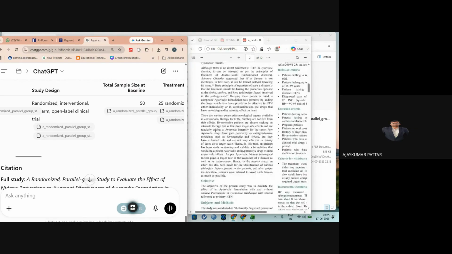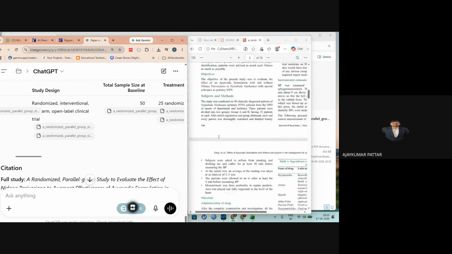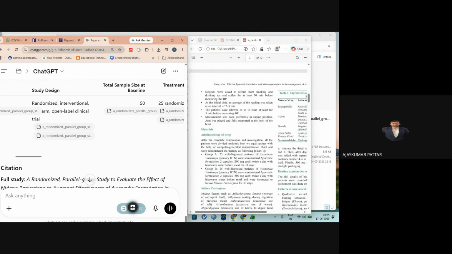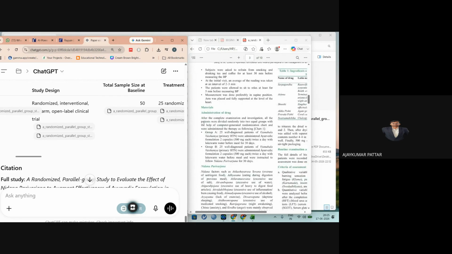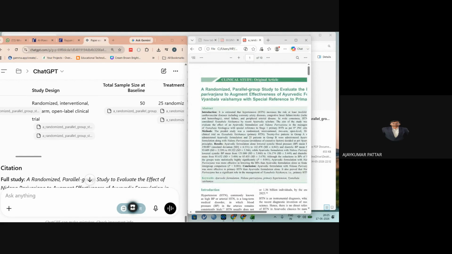So here, material objectives. Randomized into two equal groups. Randomization is there. Study design: randomized. In the abstract they also mention it in the methods.